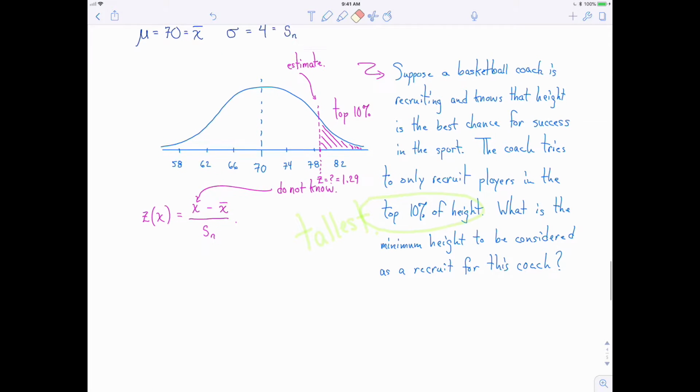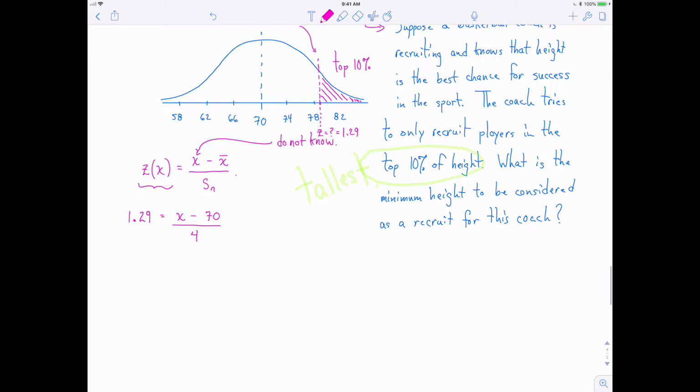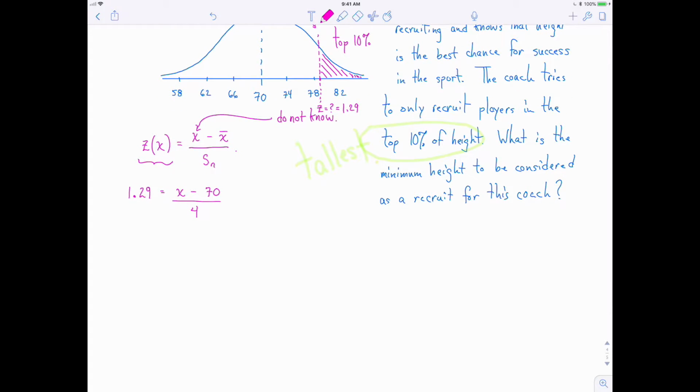Okay, so let's do this. Now, this time, this is our z-score. This is what we know right here. So let's put that in there. We know that z is going to be 1.29. X, we don't know, so we're going to have to find it. But we know that the mean is 70, and we're going to divide all that by a standard deviation of 4.